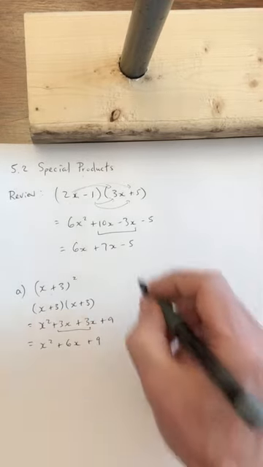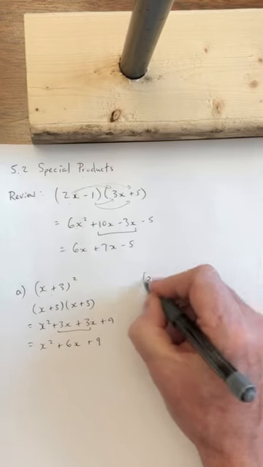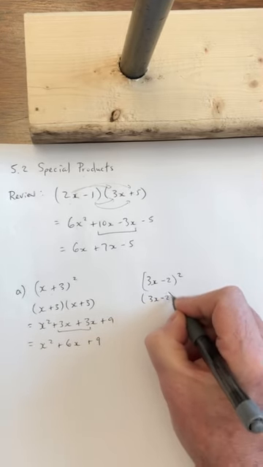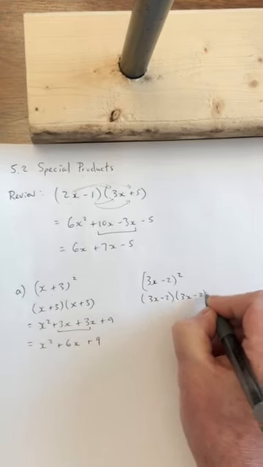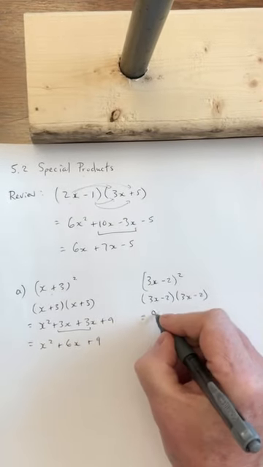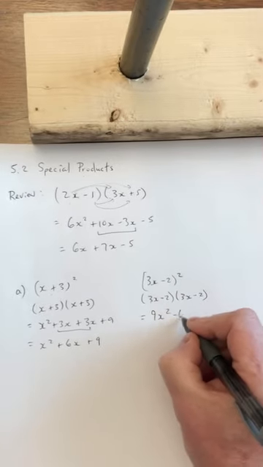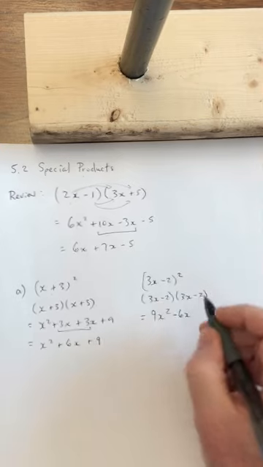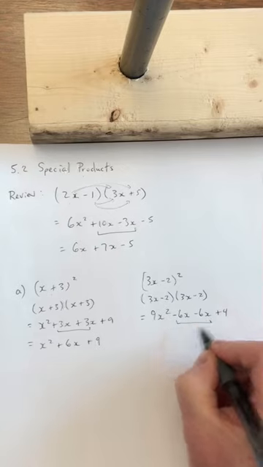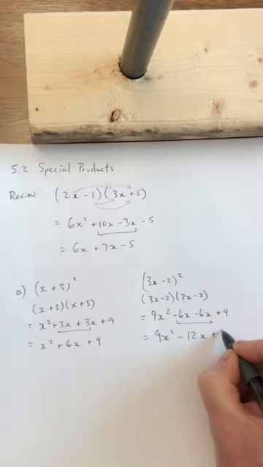And let's do another one of these. 3x minus 2 squared. That's the same as saying 3x minus 2 times 3x minus 2. When we FOIL this out, 3x times 3x is 9x squared. 3x times negative 2 is minus 6x. Negative 2 times 3x is minus 6x. And negative 2 and negative 2 is positive 4. And simplifying, we get this.